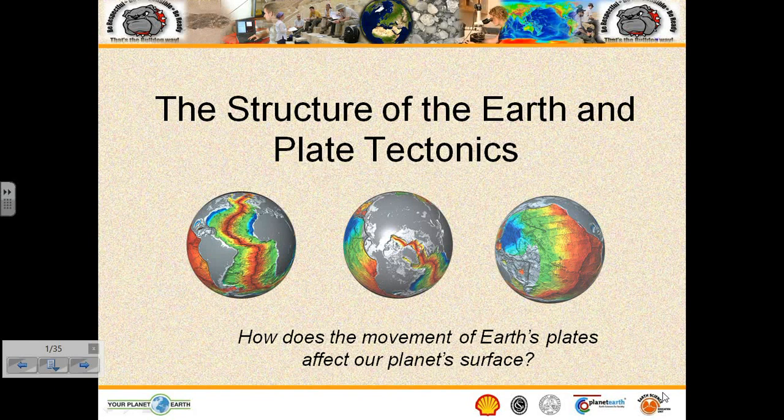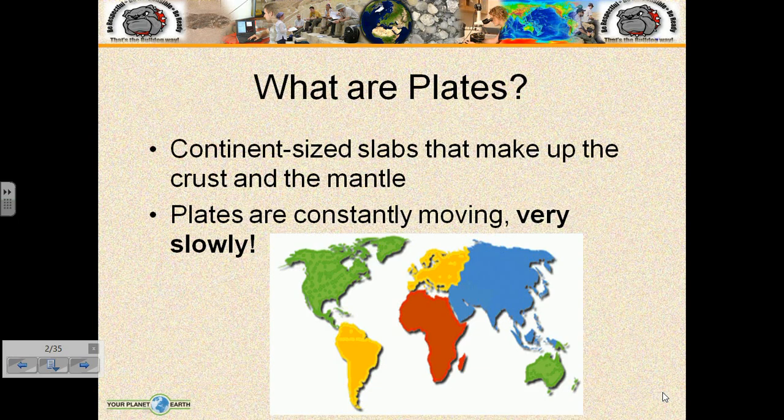Hello. Today we're going to talk about the structure of the Earth and plate tectonics. So let's get ready to discuss how the movement of Earth's plates affect our planet's surface. First, let's begin by answering the question, what are plates? Well, they're continental slabs that make up the crust and the mantle.